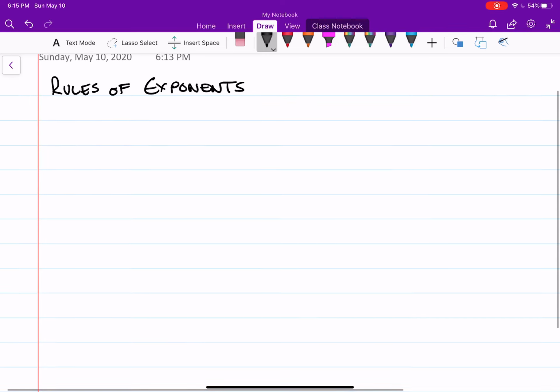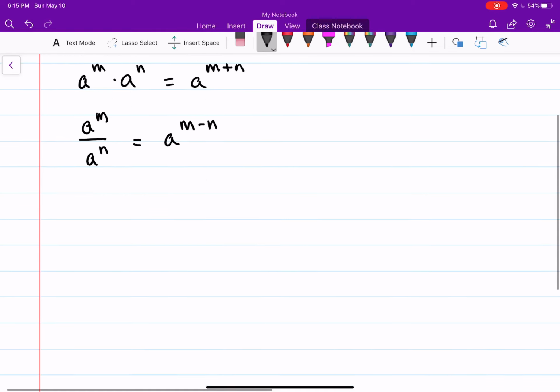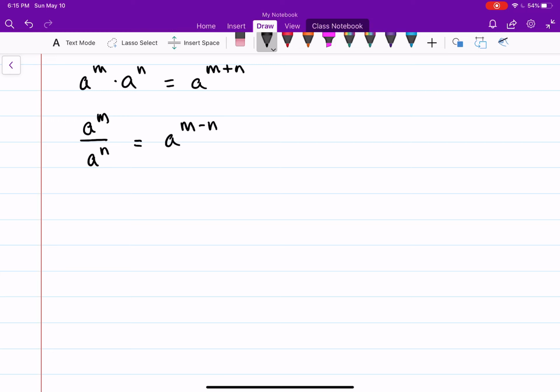So we talked about if I have a to the m times a to the n, same base, we do a to the m plus n. If we have a to the m divided by a to the n, we get a to the m minus n. And then we have a to the m raised to the nth power, that is going to be a to the m times n.